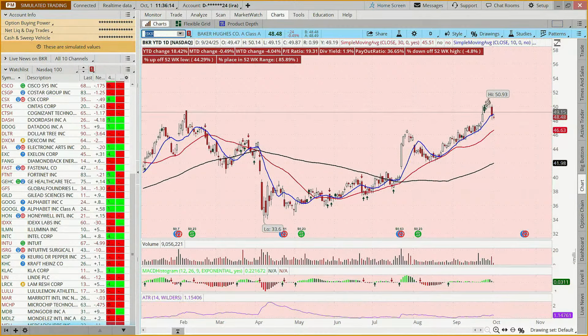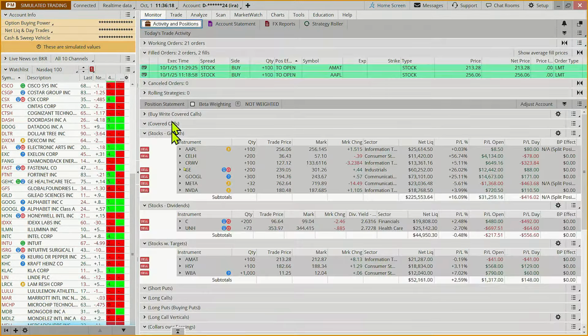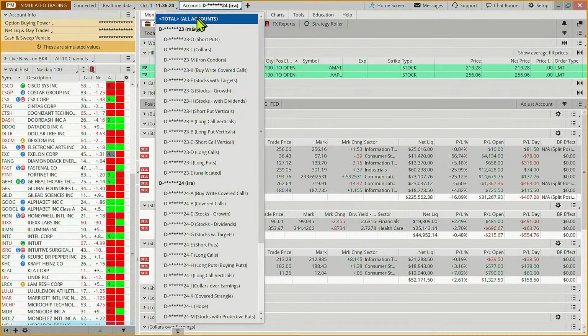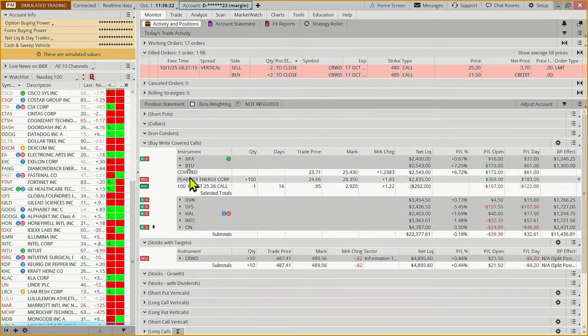And we did that on, oh, was it Baker? It's in the other account. Oh, it was BTU. We did that on Baker and we ended up getting out. It was in the money and we had the majority of our profit. So this one, we just put this trade on last week.